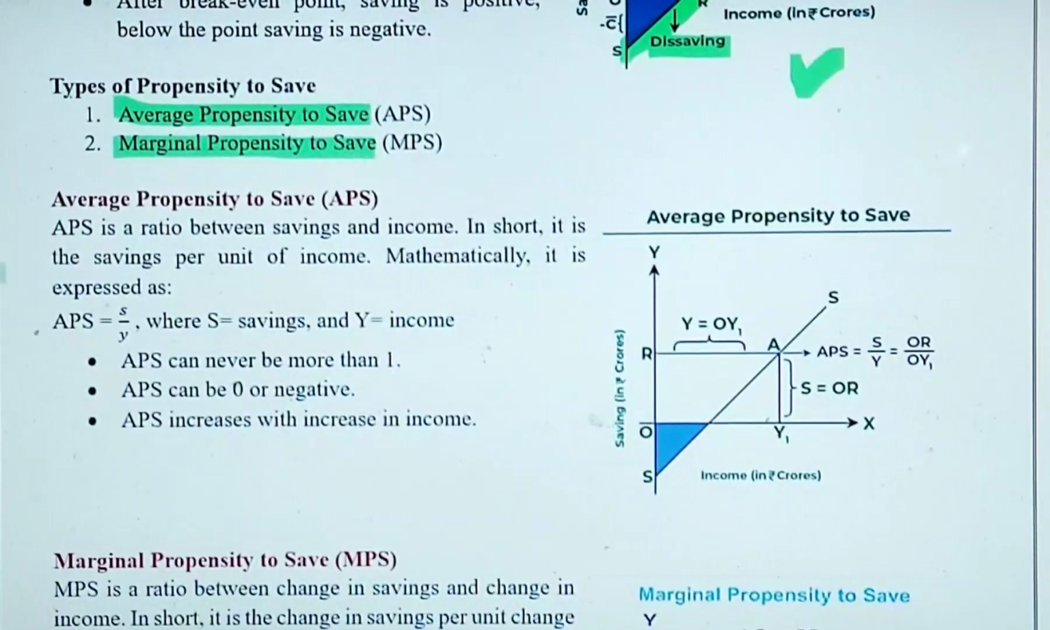So let's try to understand what is average propensity to save. Just learn this formula. From the formula you can write the definition. It's very simple. Average propensity to save is equal to savings divided by income, S by Y. Now you can see in the diagram, this is the SS curve, saving curve, and OR is the saving, OY1 is the income. So when you divide OR by OY1, you get average propensity to save. It is so simple, right?